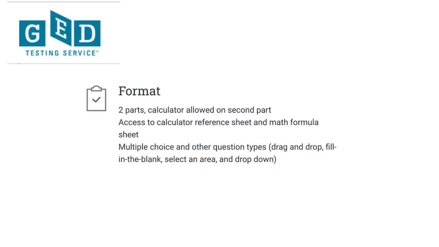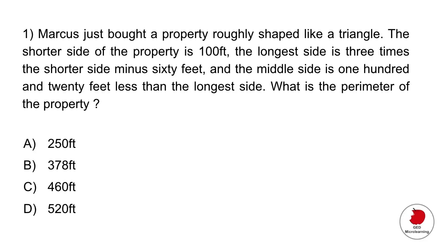So as you know, the GED math test is composed of different questions that are either multiple choice, fill in the blank, drag and drop, etc. So we're going to go through 20 of those questions with different formats so that you start to get used to them. Question 1. Marcus just bought a property roughly shaped like a triangle.